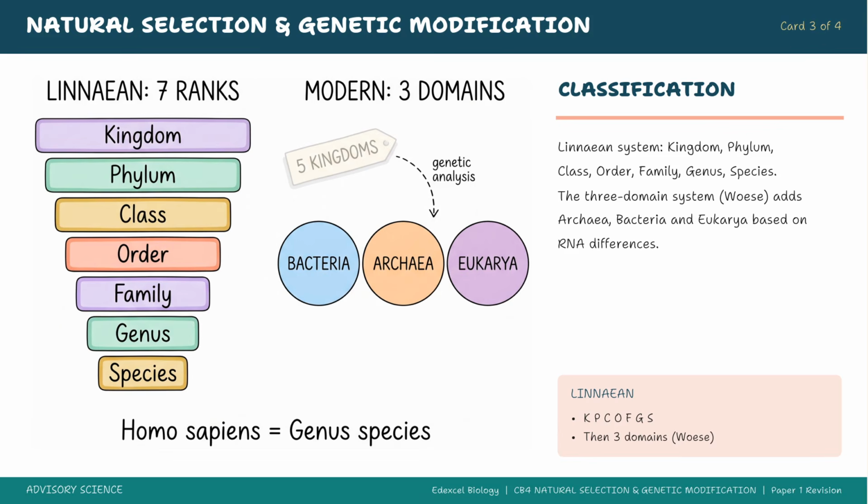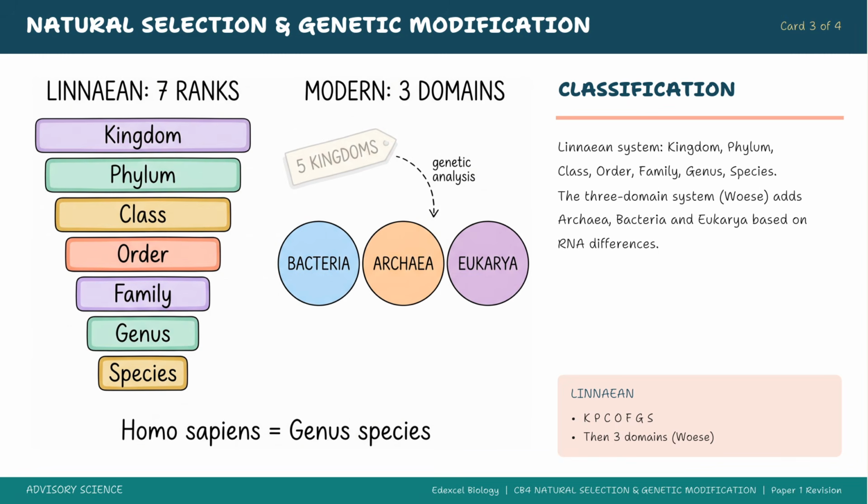Classification. Classification is simply a way of sorting living things into groups so that we can study them. The old system was invented by a scientist called Carl Linnaeus, so we call it the Linnaean classification system. It has 7 ranks, from the biggest group to the smallest. Kingdom, phylum, class, order, family, genus, species. Every living thing fits somewhere in that hierarchy.